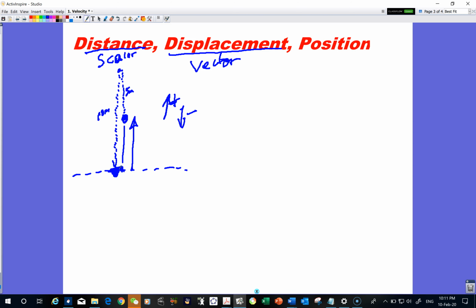So displacement will be from here. We say displacement from some point. So the displacement from the 0 position will be the vector from the 0 position to where the object is, which is 5 meters. But we can also measure the displacement from the maximum point. The displacement from the maximum point will be the vector from the maximum point to the point where it is, which is minus 5 meters.